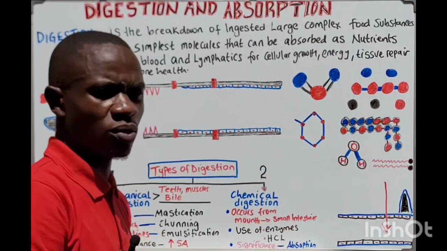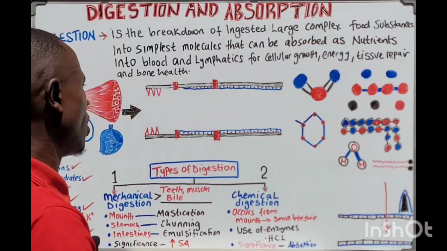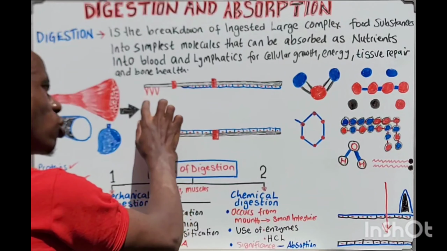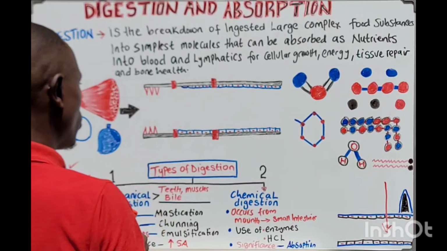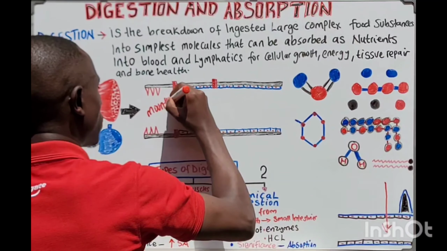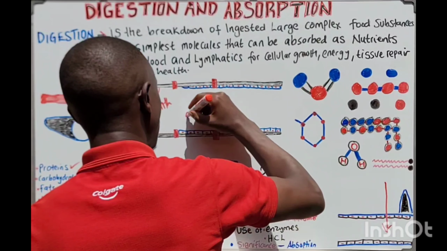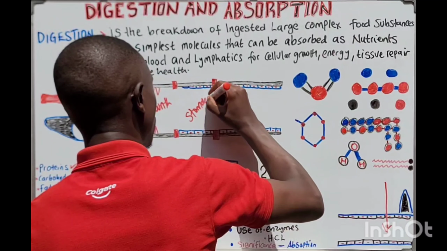And this is what we call the alimentary canal, portions of different parts of the alimentary canal. So now this one here is where we're going to have the teeth. This is what we call the mouth. And then this one here is a portion of what we call the stomach.